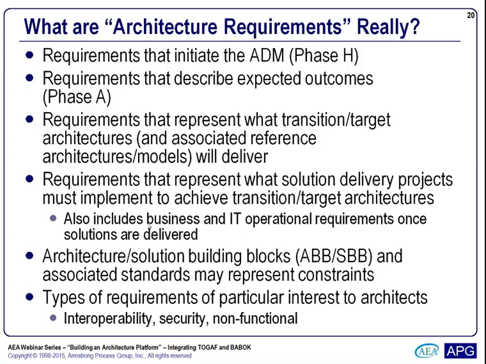So we need to make sure that there's a clear handoff between those requirements we've identified in A through D, how we've allocated them preliminarily to the projects that we've identified in phases E and F, and again, make sure those projects have those requirements within their scope. And that includes not just requirements of the software that's being acquired, configured, or built, but also business and IT operational requirements that have to be put into place once the solutions are delivered.